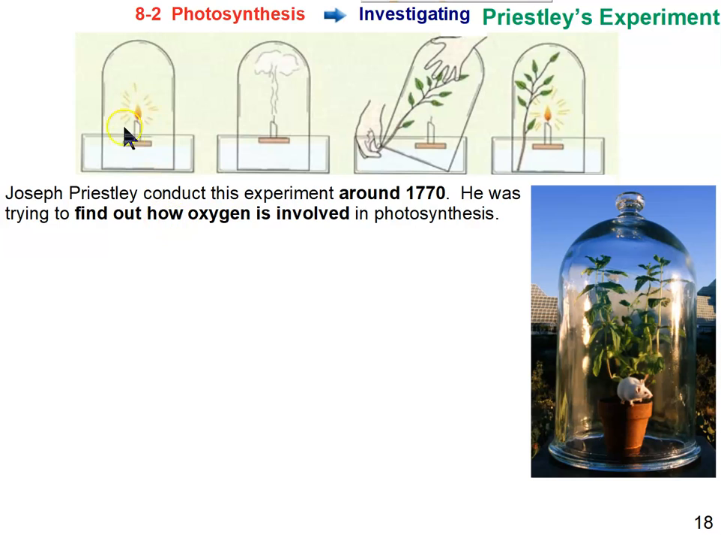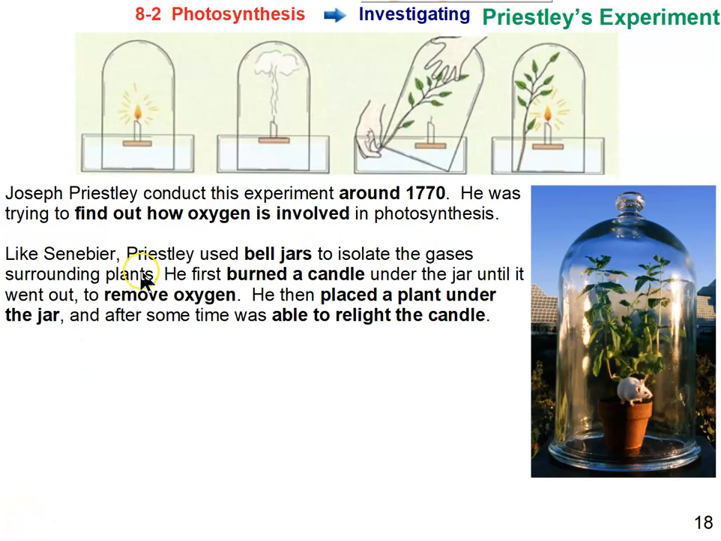And he burned a candle in the jar, and as you know, combustion, burning, requires oxygen, and so the candle eventually went out because all the oxygen was removed from inside the bell jar. Then he carefully inserted a plant into the jar, and after the plant was there for a while, he was able to relight the candle. You can imagine that would be kind of tricky, because you'd have to get into the jar with something to light the candle with without getting it wet. But anyway, that was his experiment.